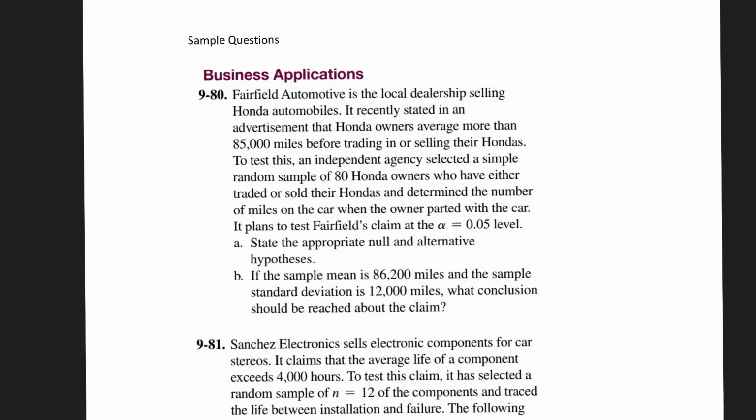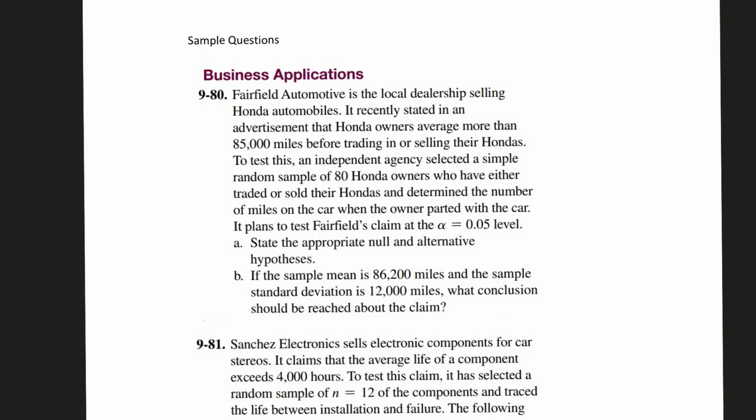That means we want to restrict the chance of committing type 1 error to 5%. All right? What was type 1 error again? If you reject the null hypothesis when it is true. Exactly. Okay? State the hypotheses. If the sample mean is 86,200, right, and the standard deviation is 12,000 miles, what conclusion can be reached about the claim?